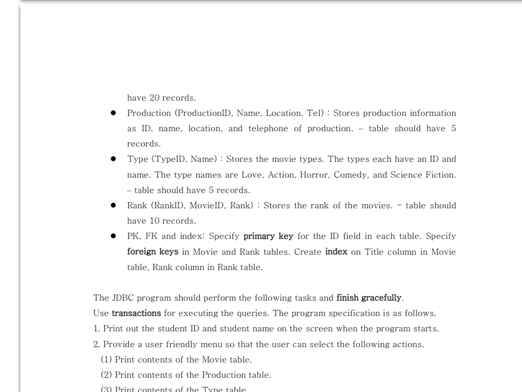And then there's a rank table. The rank table shows the rank of a movie. So you have a rank ID and then a movie ID and then the rank. It stores the rank of the movies. The table should have 10 records. So right now we actually just store the 10 best ranked top movies.